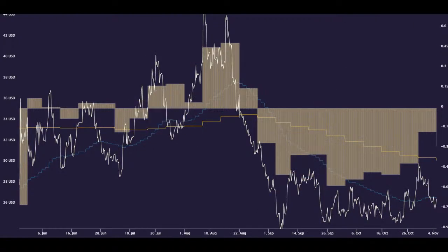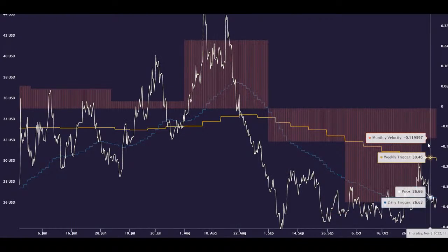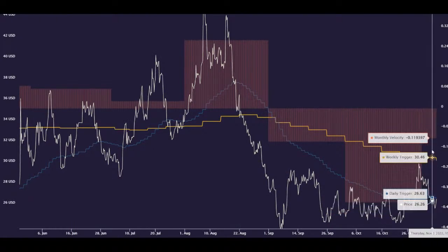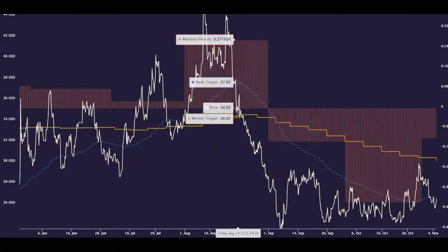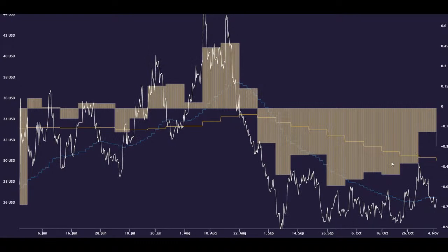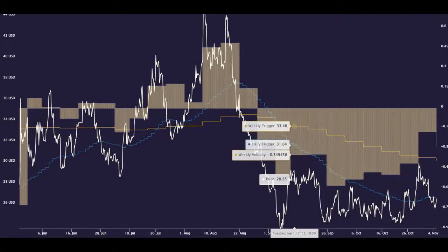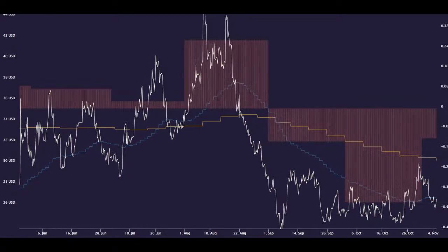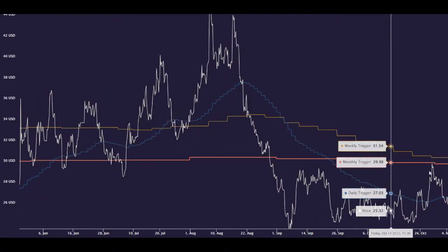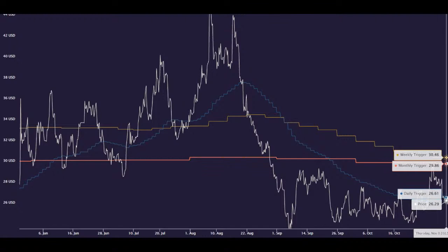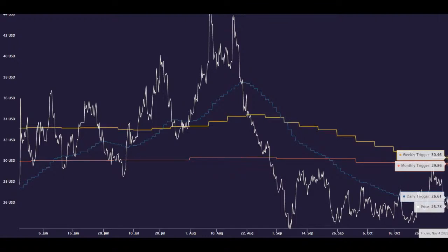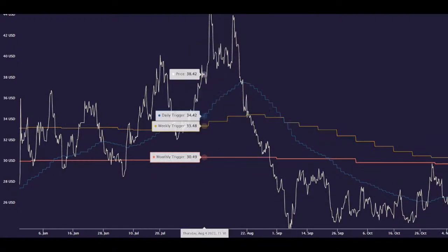But now, because the monthly velo is not as harsh as it was here, it's more friendly to the idea of price breaking above the monthly trigger. Now, even though the weekly velocity is still unfriendly to the idea of price breaking above the weekly trigger, because the monthly trigger is right below, and we know that we can get above the monthly trigger, the acceleration through the monthly trigger can take us right up and through the weekly trigger. And so that's my squeeze scenario for GME.